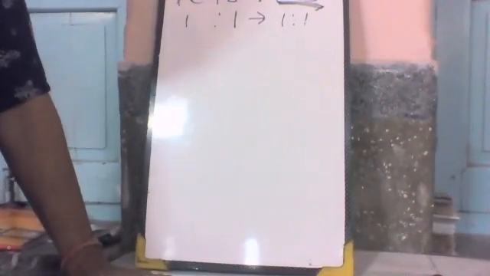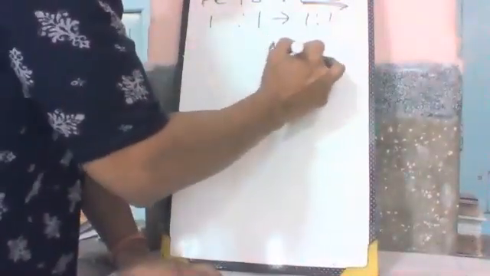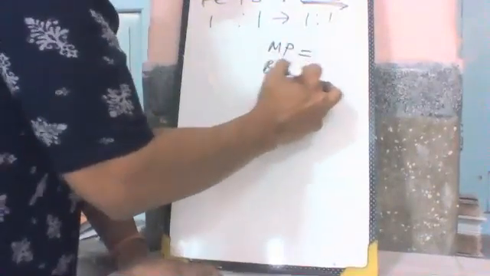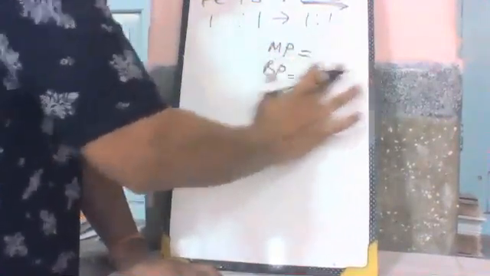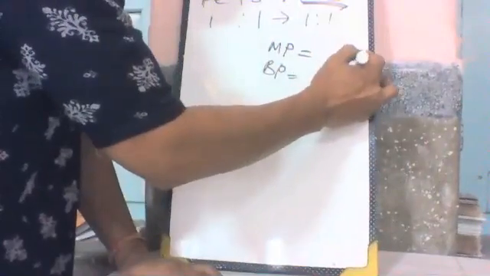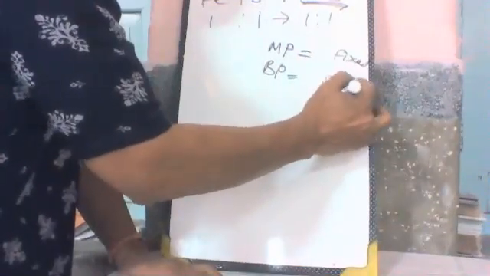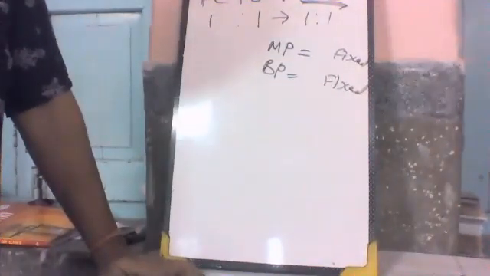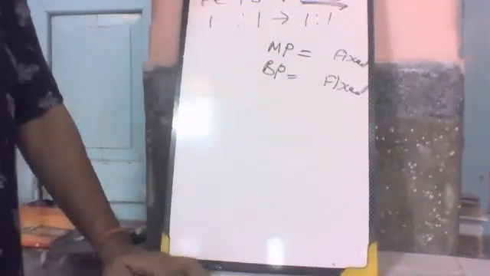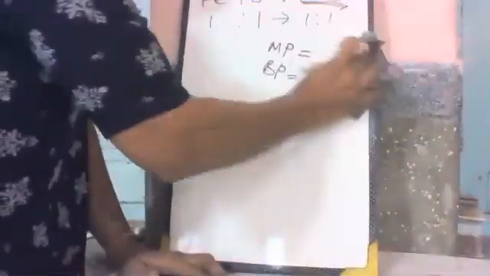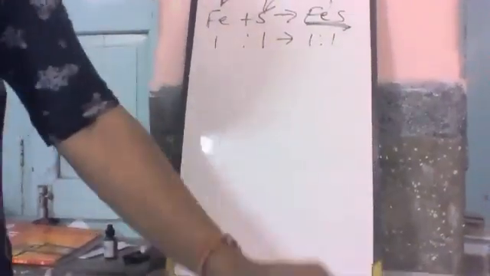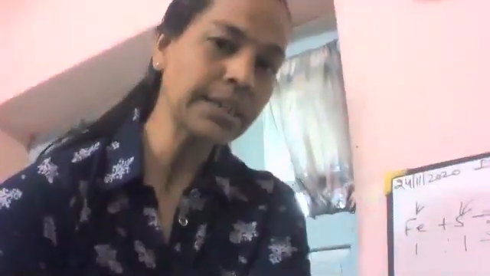It has a definite melting and boiling point. The melting and boiling point is fixed, definite. Then it exhibits definite chemical and physical properties. It has its own physical and chemical properties. So these are the characteristics of a compound.